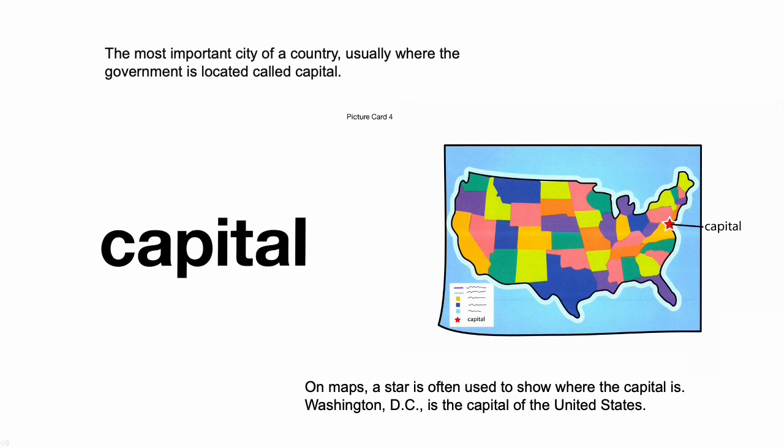The most important city of a country, usually where the government is located, is called the capital. On maps, a star is often used to show where the capital is. Washington, D.C. is the capital of the United States.